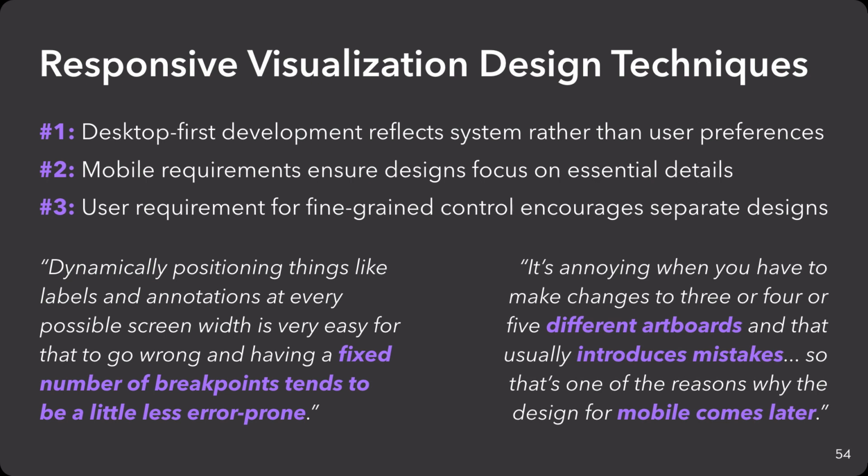However, challenges may also arise from using these separate designs. Another participant explained that "it's annoying when you have to make changes to 3 or 4 or 5 different artboards, and that usually introduces mistakes. So that's one of the reasons why the design for mobile comes later." In order to avoid errors from having too many different designs, journalists would often only implement the responsive design once the idea for the visualization was fully formed.